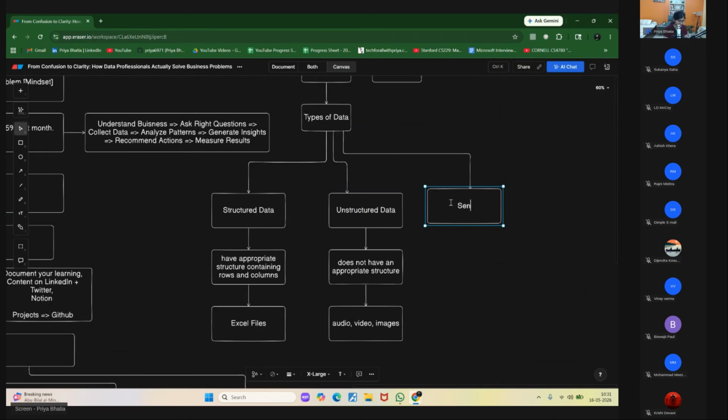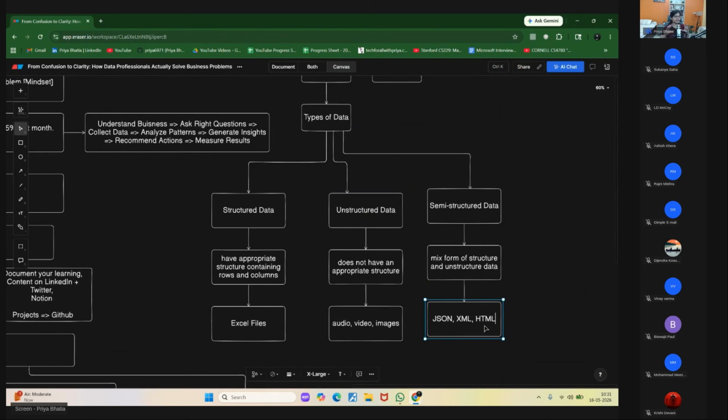Then we have something called semi-structured data. In semi-structured data, we have a mixed form of structured and unstructured data. You can consider the JSON files that we will be having. How many of you have seen JSON files? Something like XML files, or HTML files, that we will be having.